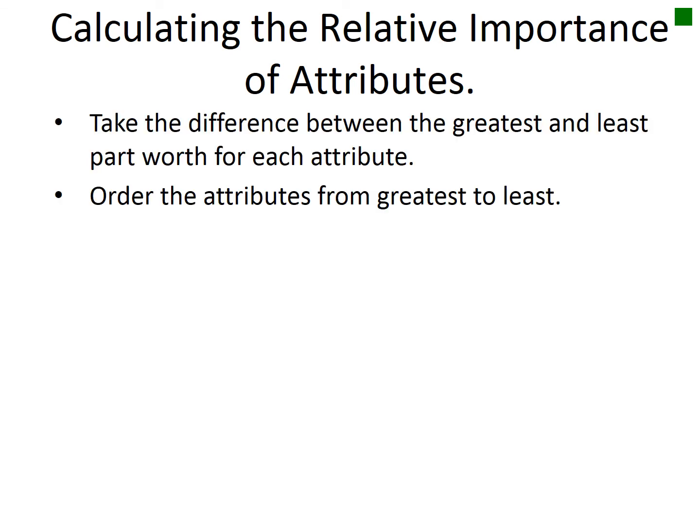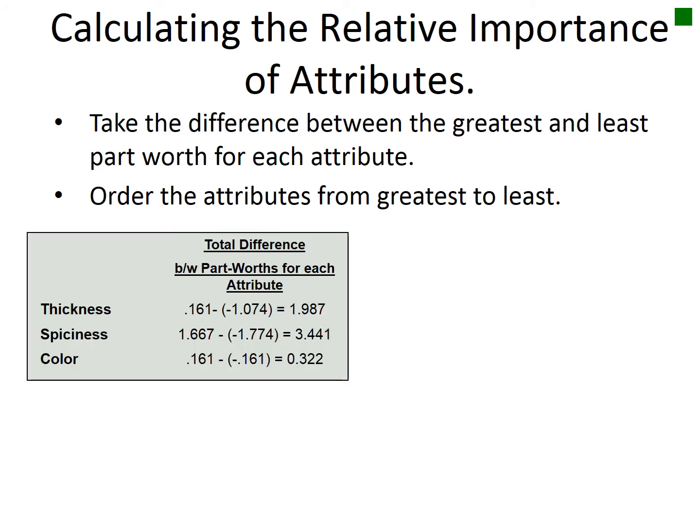We can dig into this a little bit more. We can take the difference between the greatest and the smallest level within each attribute to determine which attributes are most important. So we know based on the part worth score itself which levels are most important. The question here is which actual attributes are most important. So I've got three different attributes: thickness, spiciness, and color. If I take the difference between the largest and the smallest, then I get this overall range of part worth by attribute.